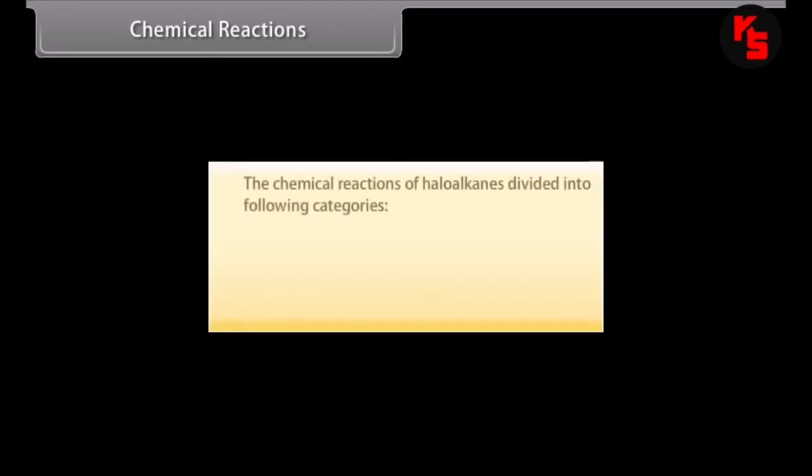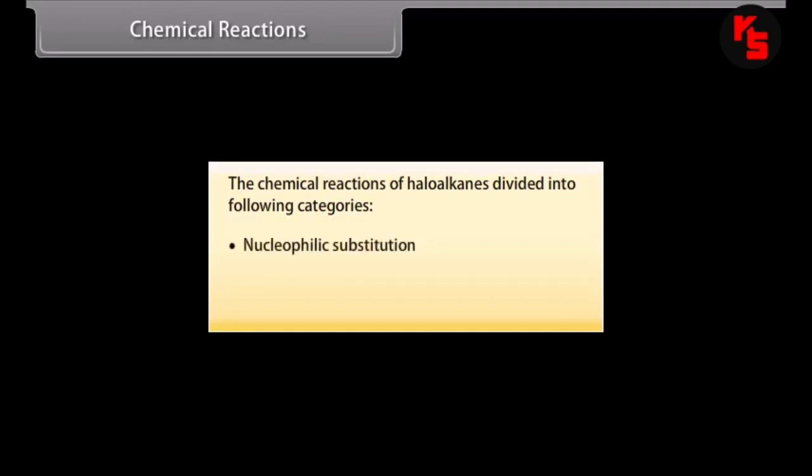Chemical reactions. The chemical reactions of haloalkanes are divided into following categories: Nucleophilic substitution, elimination reactions, and reaction with metals. Nucleophilic substitution reactions.